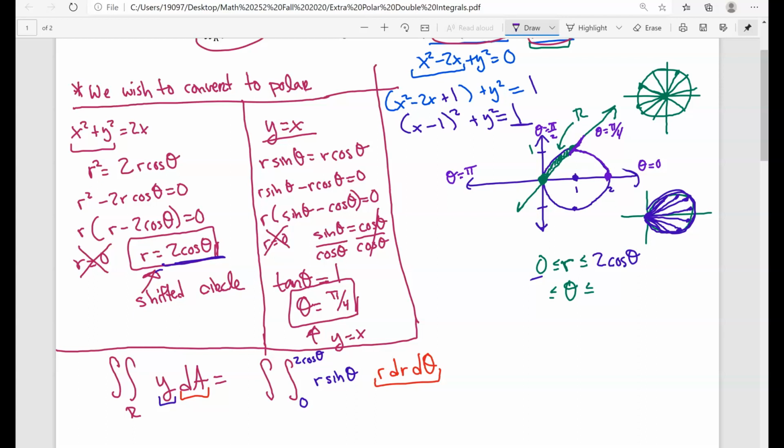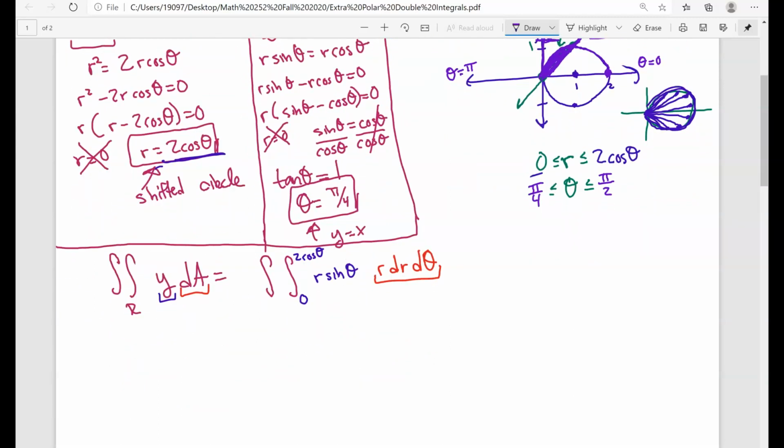So actually, my lowest theta will start at theta equals pi over 4, because that's where that line is. This is my starting point. Then from pi over 4, I'm going to circle around all the way to pi over 2. So from theta equals pi over 4 to theta equals pi over 2, we have the area that I want.